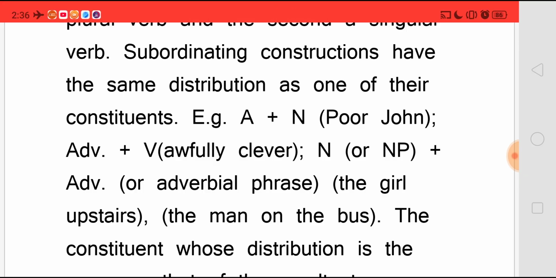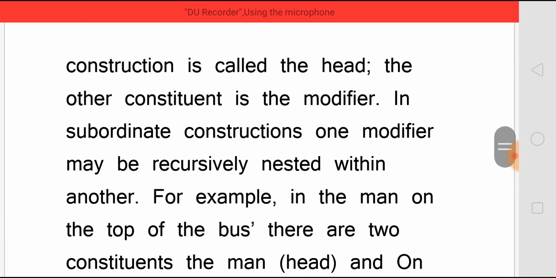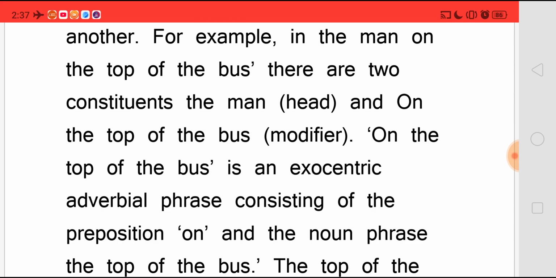Adverb plus verb, awfully clever. Noun or noun phrase plus adverb or adverbial phrase, the girl upstairs, the man on the bus. The constituent whose distribution is the same as that of the resultant construction is called the head, and the other constituent is the modifier. In subordinate constructions, one modifier may be recursively nested with another. For example, in the man on top of the bus, there are two constituents, the man, which is the head, and on top of the bus, the modifier.